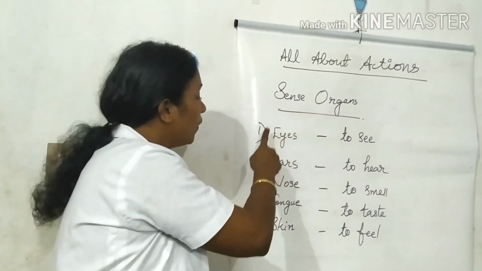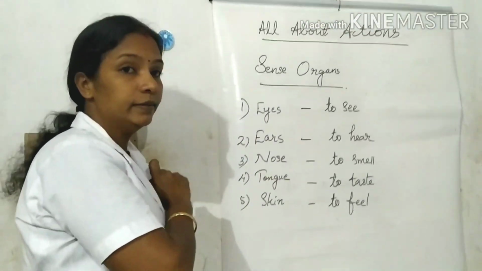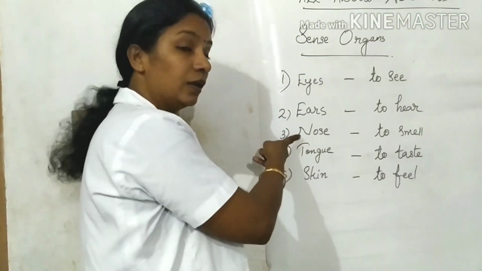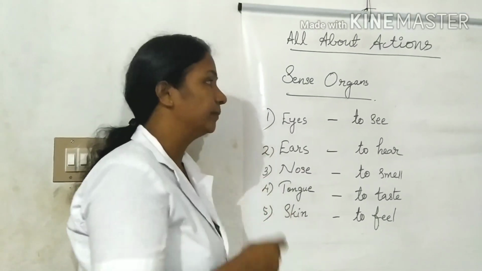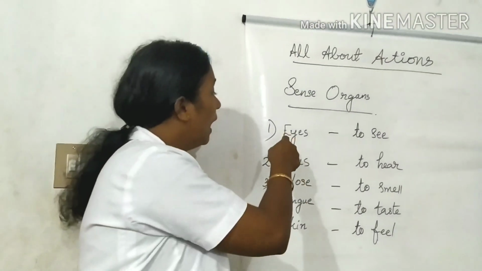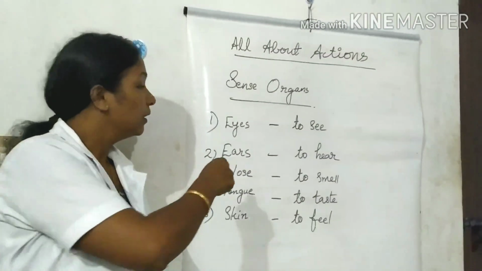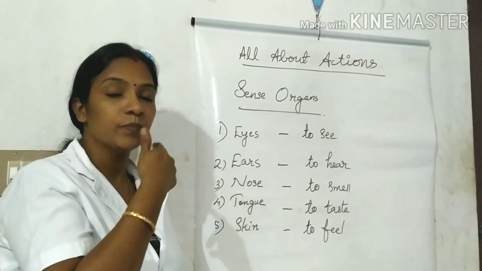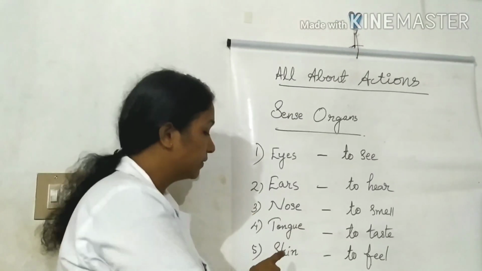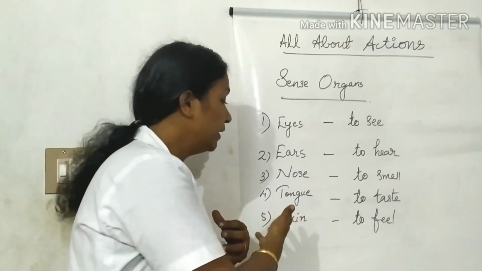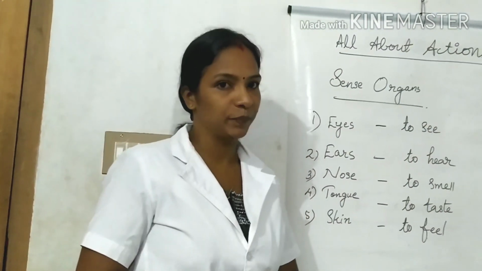We have 5 sense organs: eyes, ears, nose, tongue and skin. Eyes, ears, nose, tongue. These are the parts of our face. And skin, we can see skin in all parts of our body.